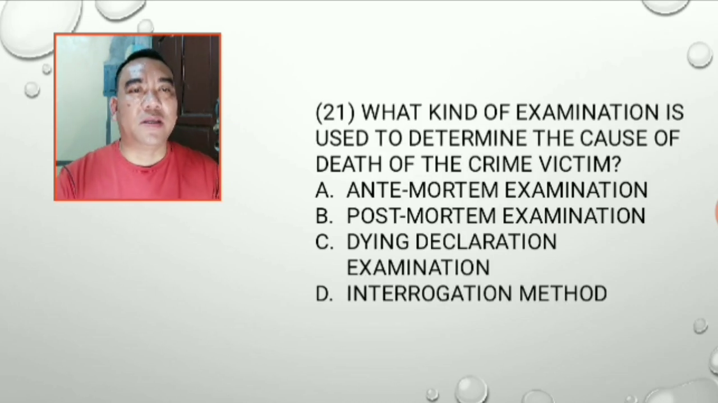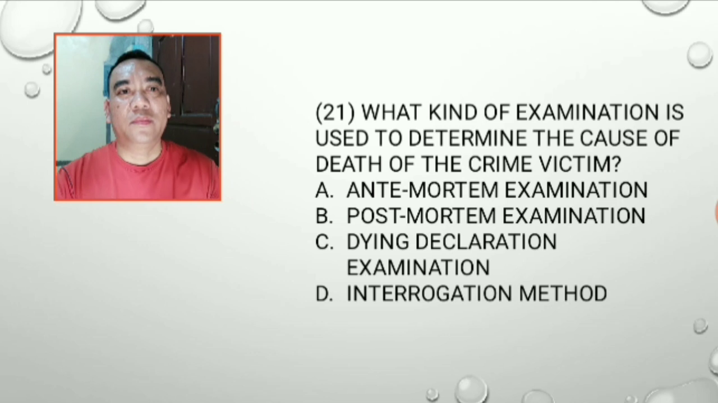What kind of examination is used to determine the cause of death of the crime victim? A. Ante-mortem examination. B. Post-mortem examination. C. Dying declaration examination, or letter D. Interrogation method. 22.